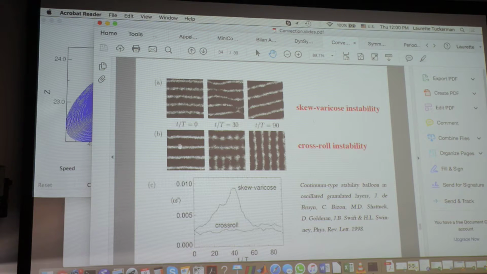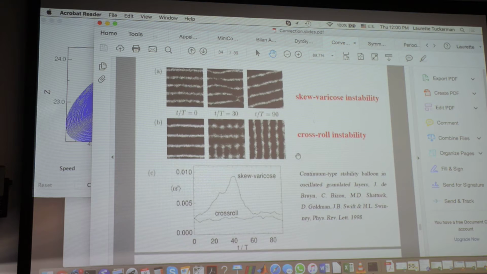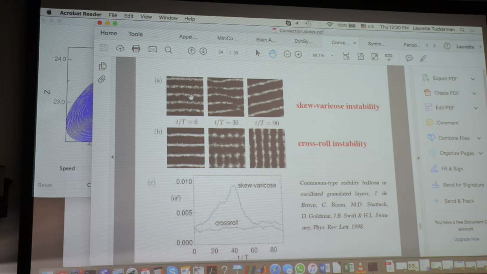The cross-roll instability is when straight rolls become unstable to rolls that are perpendicular. And that's the cross-roll instability. And here's another funny sociological fact. These pictures, do these look like convection? Well, you might think, what do I know about what convection pictures look like? I'll tell you they don't.